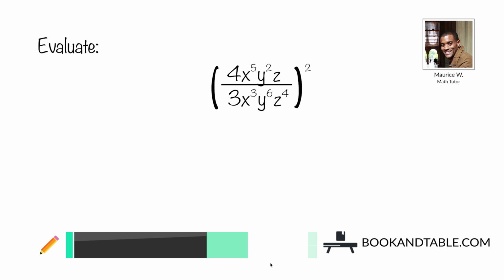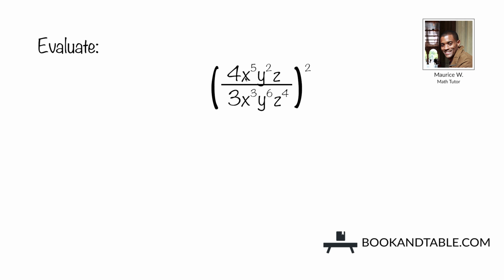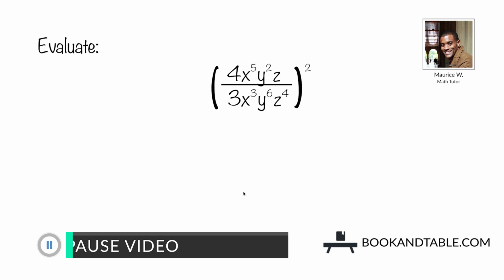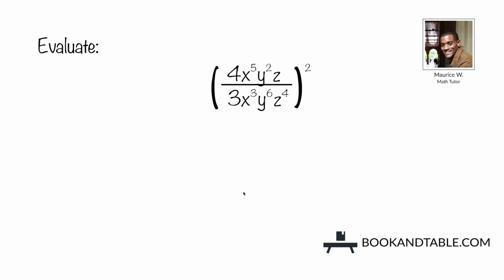Question number 18. Evaluate 4x to the 5th y squared z divided by 3x cubed y to the 6th z to the 4th, to a power of 2. Pause the video, answer this question, and then press play when you are ready to begin.